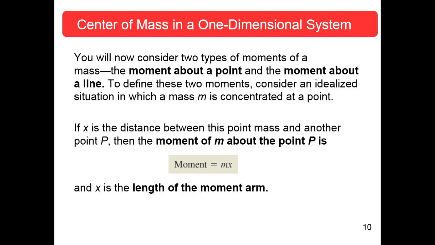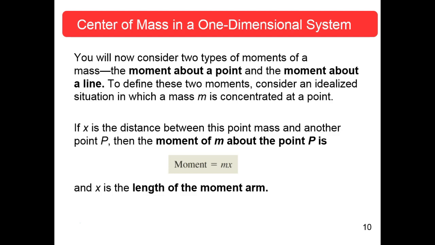To define these two moments, consider an idealized situation in which a mass m is concentrated at a given point. If x is the distance between that point mass and another point p, then the moment of this mass m about that point p, x units away, is m times x. So a moment is a mass times a displacement, think gram centimeter or kilogram meter or something like that.